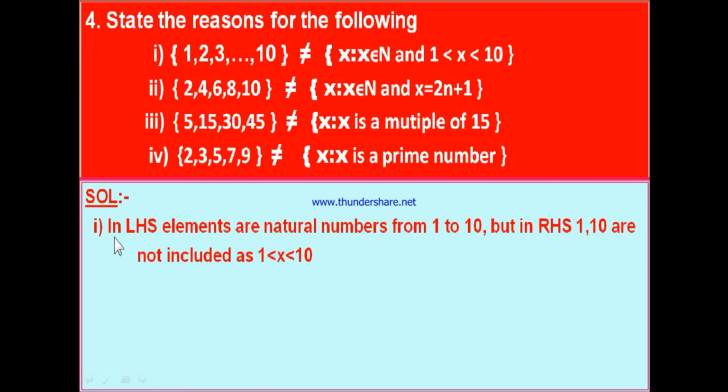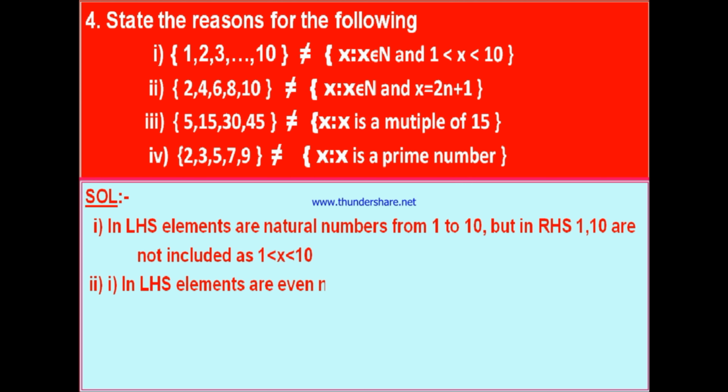You see the solution here. In LHS, the elements are natural numbers from 1 to 10, whereas in RHS, 1 and 10 are not included as 1 < x < 10. If there were a less than or equal to symbol in both places, then it would be equal to LHS. But here only the less than symbol is there, therefore they are not equal.